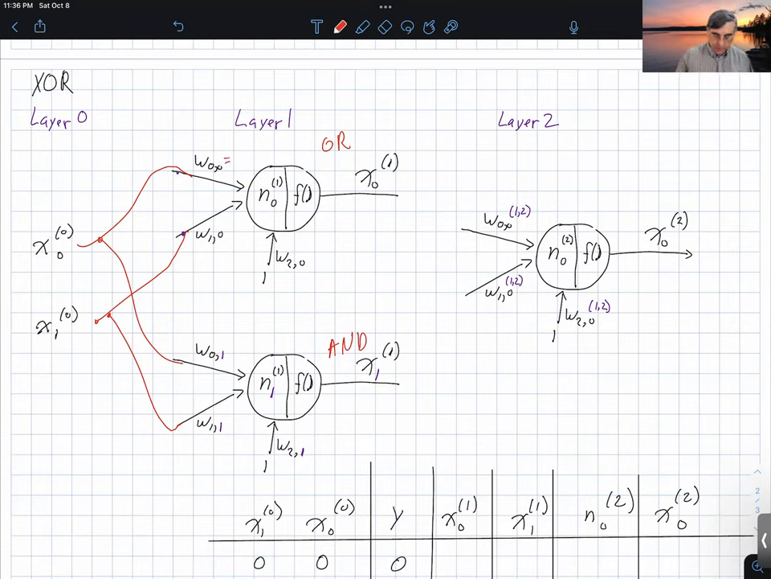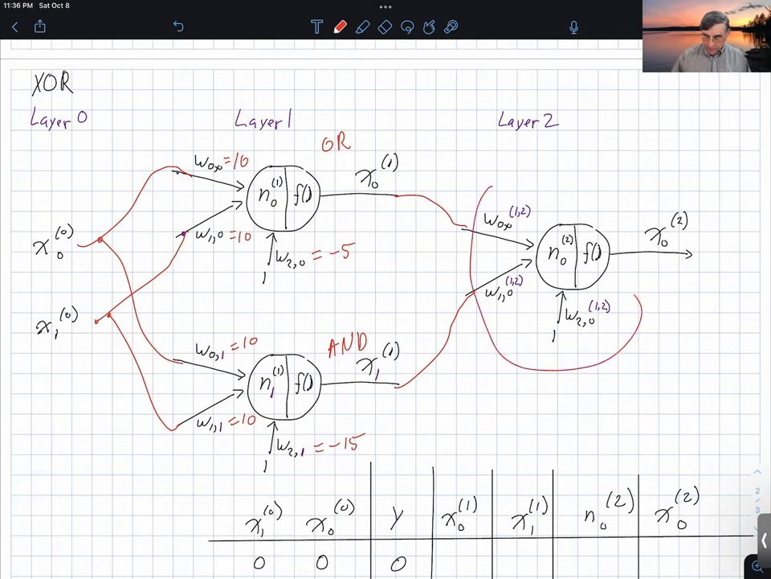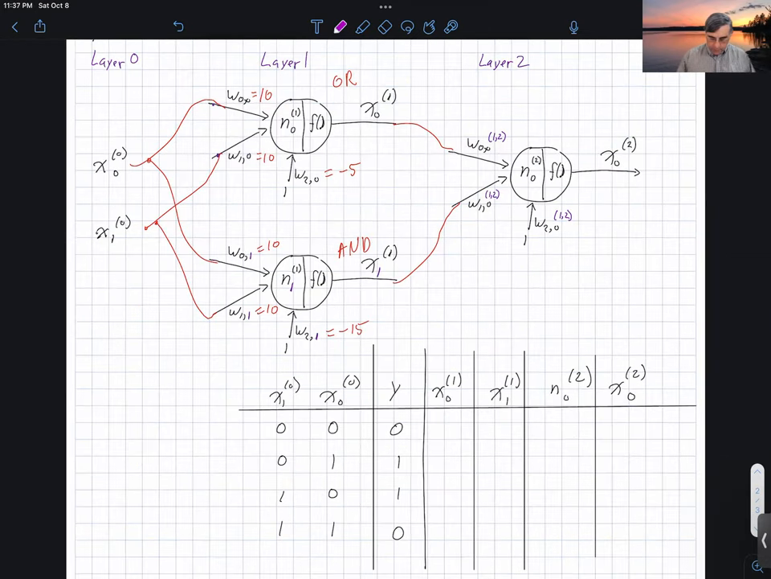With W0 here as 10 and this one as 10 and the bias term as negative 5, then we're actually going to implement that OR or very close to it. With the AND unit, we're going to choose those same parameters and a bias of negative 15. And then the outputs here are going to be the inputs to layer 2. And so the remaining question that we need to solve is what are those W's in order to make this work out properly.